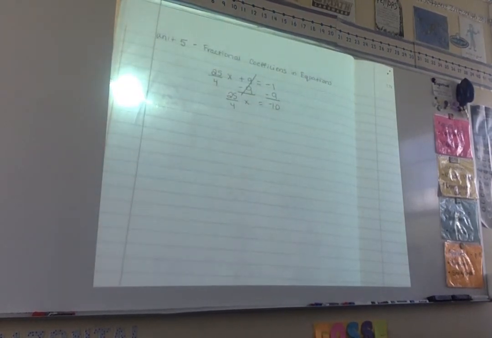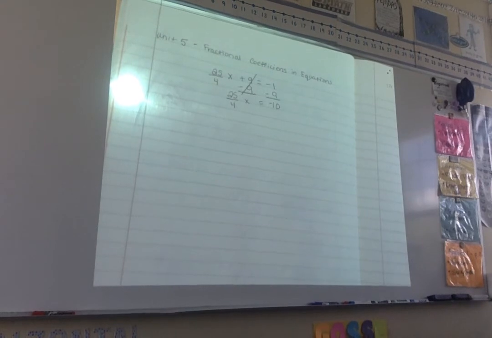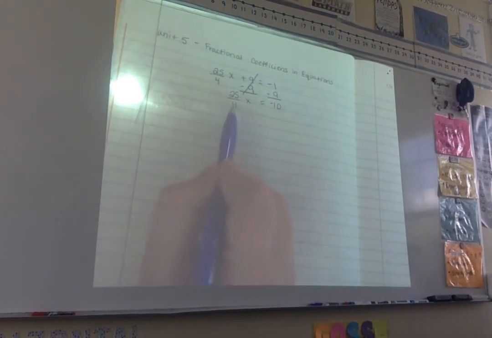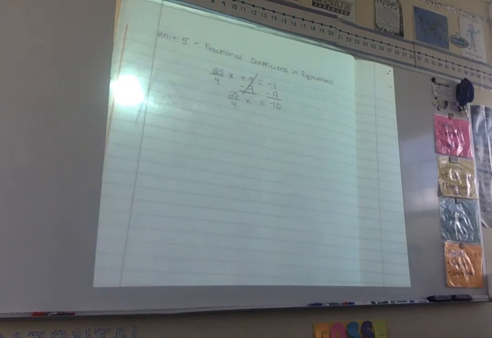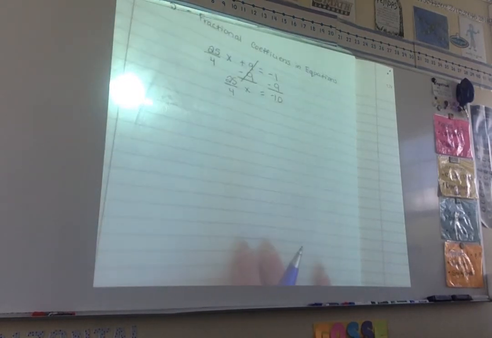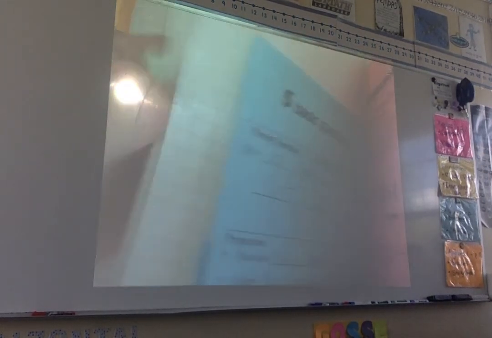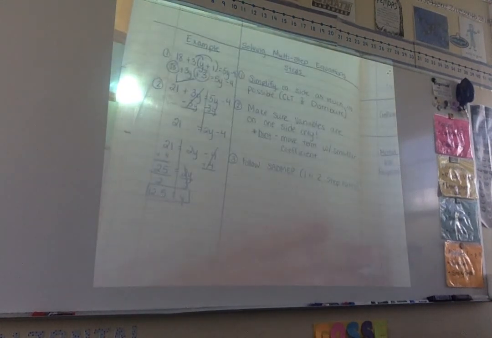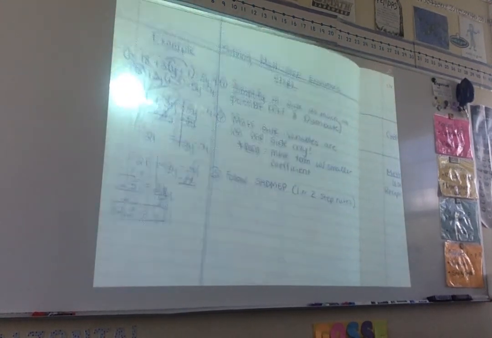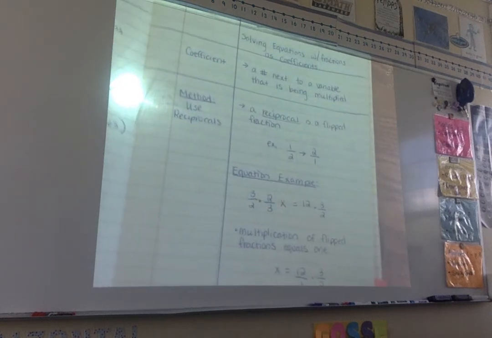So now we have a one-step equation left, because the only thing that we have is 25 divided by 4 being multiplied to x. Right? So I'm just going to turn back and reference the notes that we used on fractional coefficients, which is unit 5. That for me is on page 4.